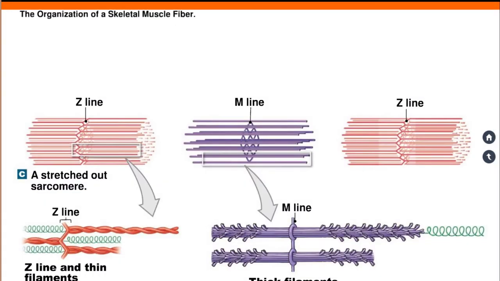Here you can see closer organization of a skeletal fiber sarcomere, Z-lines, a stretched out sarcomere, Z-line, and thin filaments. Here thin filaments are red or orange. Here you can see the M-line that fixes thick filaments, myosin filaments, and here also the Z-line. Okay.